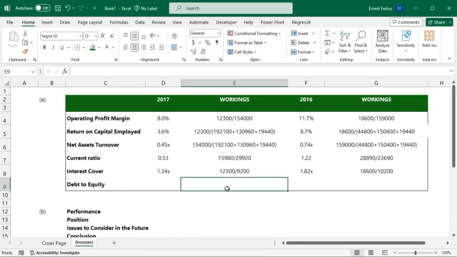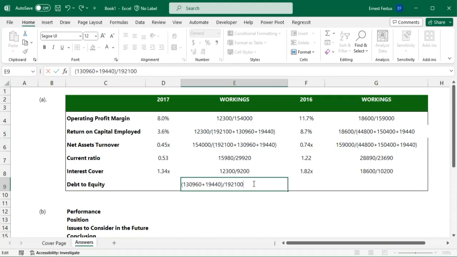So this is going to be equal to 130,960. I'll add the current one, 440. And then let me put this in brackets. And then I'll divide it by my total equity. My total equity is equal to 192,000.